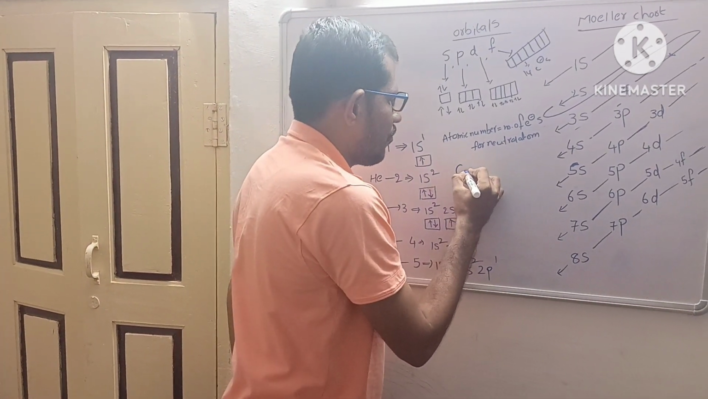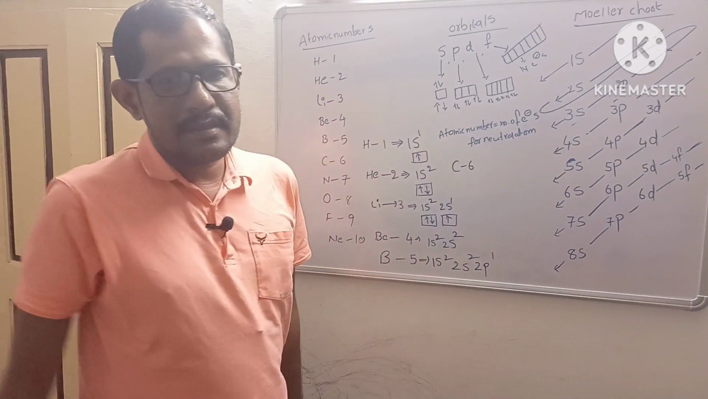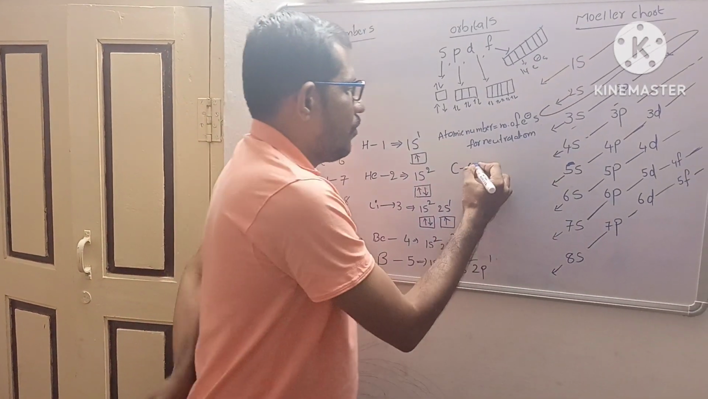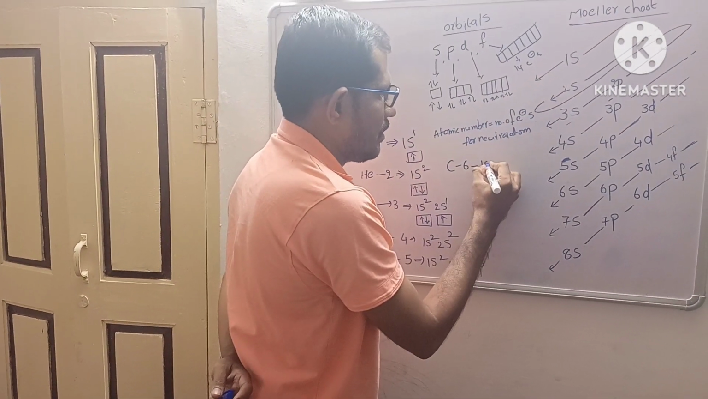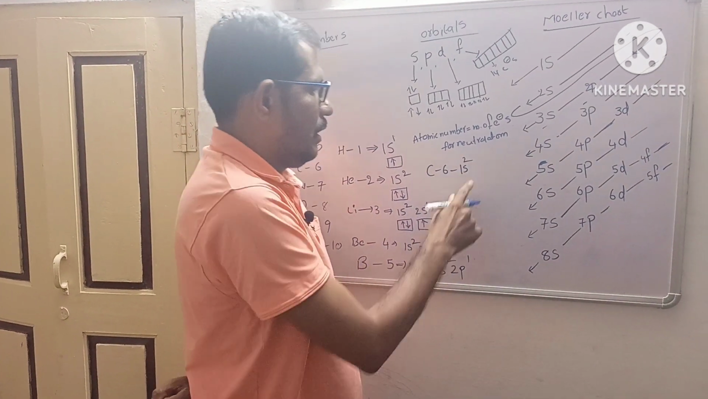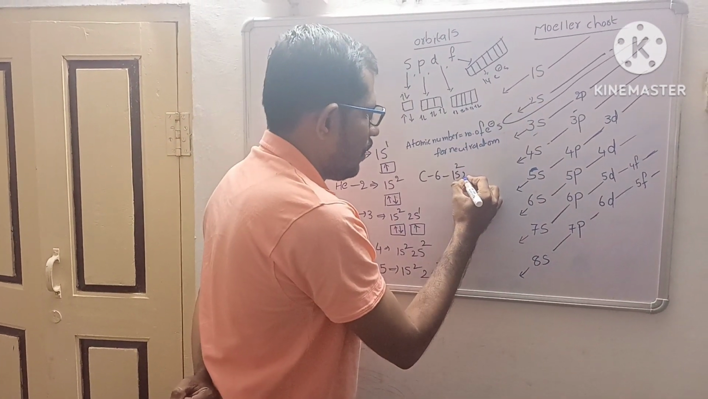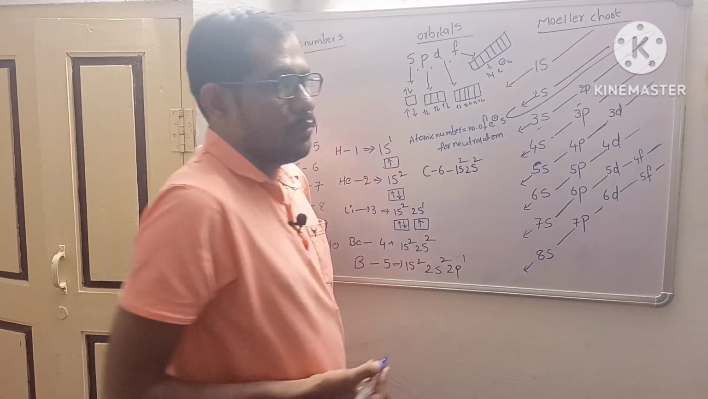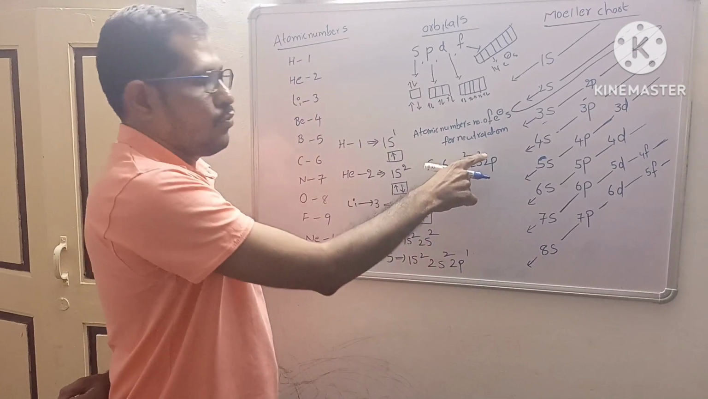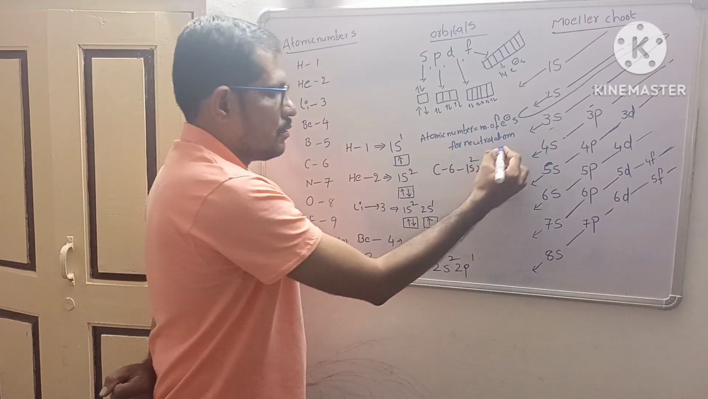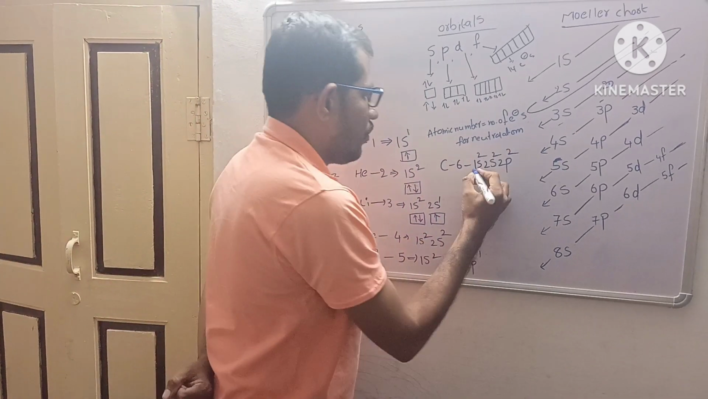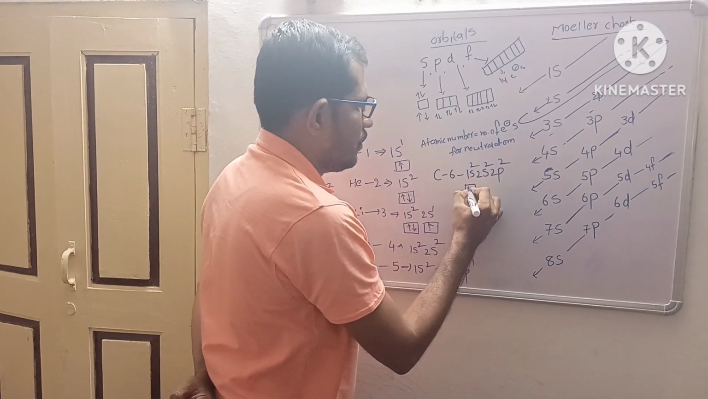Now I will write for carbon. Carbon atomic number is 6, right? What is the first orbital here? 1s. How many electrons can an s orbital accommodate? 2 electrons. 1s2. Next orbital is 2s: 2s2. Next orbital is 2p, so from 4 to 6 we need to add 2 more electrons. 1s2, 2s2, 2p2.